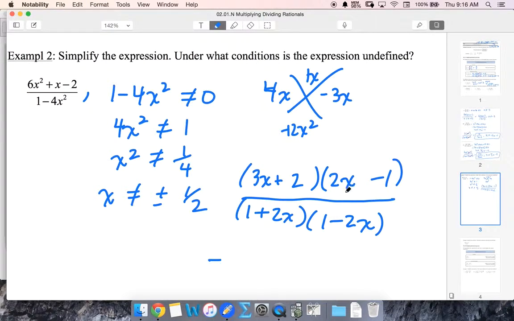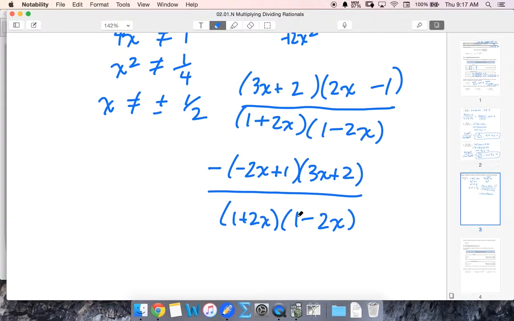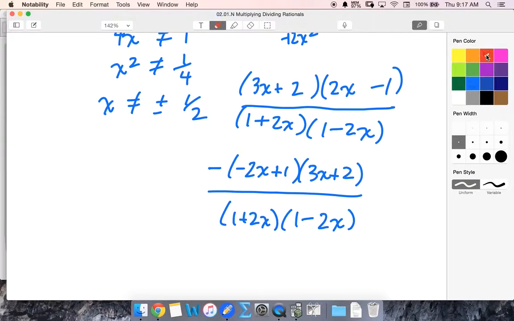So I'm going to take out a negative from this first term. That means I'll need a negative 2x to maintain equality. I need it to be positive still. This would have to be positive 1 because negative times positive would make negative. My second term just stays the same. And then in the bottom, my denominator stays the same: 1 plus 2x, 1 minus 2x. Of course, 1 minus 2x is the same as negative 2x plus 1. So those are going to cancel.